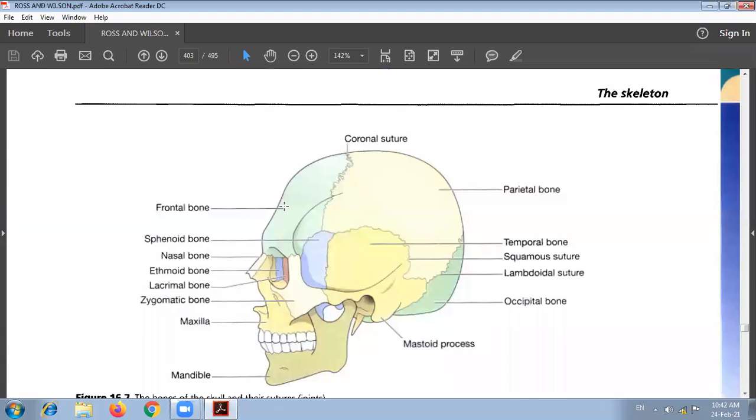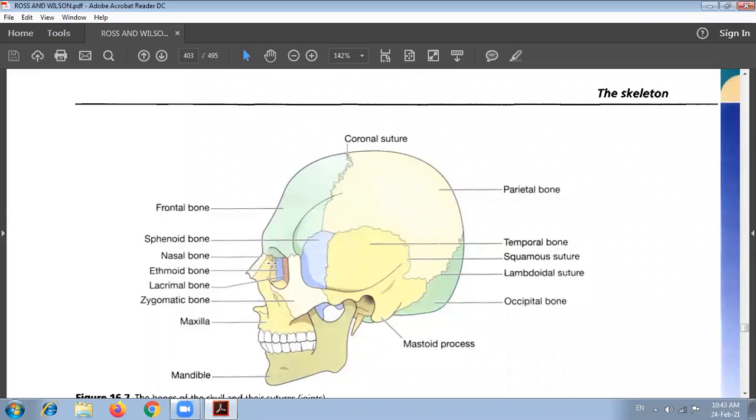Here you can see the frontal bone, which is at the front, anterior side, and this is the coronal suture, which joins the frontal bone and the parietal bone. Then the temporal bones and parietal bones are joined by the squamous suture, while the lambdoidal suture joins the occipital bone and the parietal bones. The mastoid process is present here. You can see the sphenoid bone is present here, the nasal bone. The ethmoid bone again forms the skull. So all these are flat bones and irregular shaped bones which are joined by the sutures.